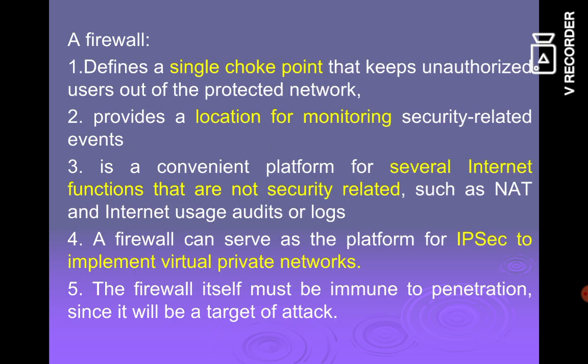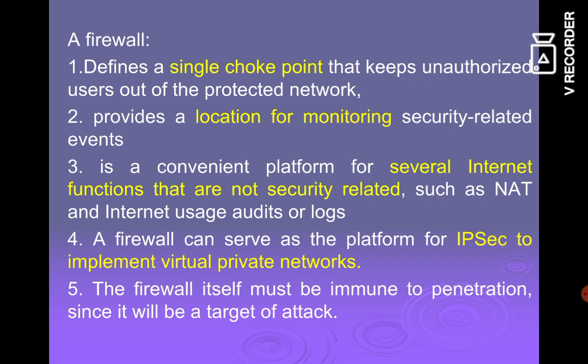The characteristics of firewall. So the firewall provides a location for monitoring all the security related events. It acts as a best platform for the IP security to implement virtual private network. It is a convenient platform for several internet functions which are not security related. Example, NAT, internet usage audits or logs. So they are not security related functions. So to provide the security, we can go with the firewall.